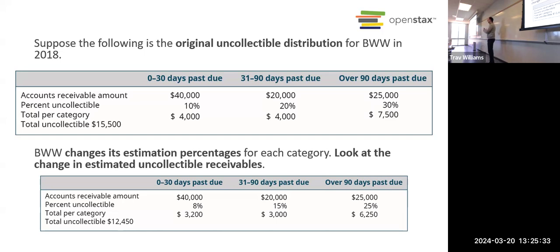They looked at how many of their customers in each of those categories ended up paying and how many ended up not paying. And they came up with these new lower percentages. Great, more customers are paying us. And because the percentages are lower, the total uncollectible dropped by about $3,000. Meaning we have $3,000 less bad debt and we're $3,000 more profitable. Make sense?